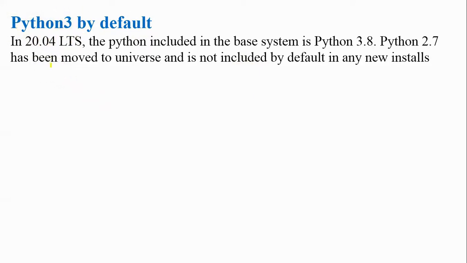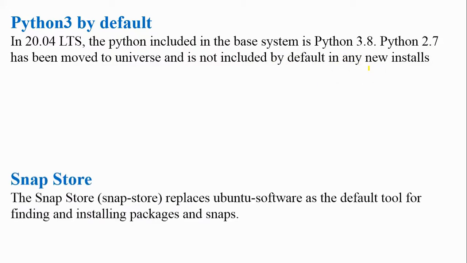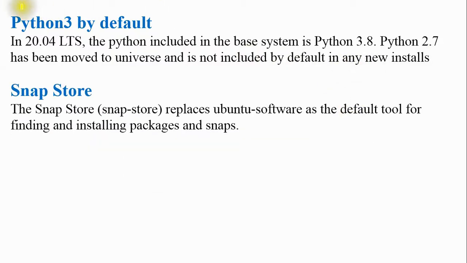And here some more changes in Python 3 by default. In 20.04 the Python included in the base system is Python 3.8, and Python 3.7 has been moved to Universe, and it is not included by default in any new installs. So these are useful only for server operating system. And Snap Store, the Snap Store replaces Ubuntu Software as the default tool for finding and installing packages and snaps.